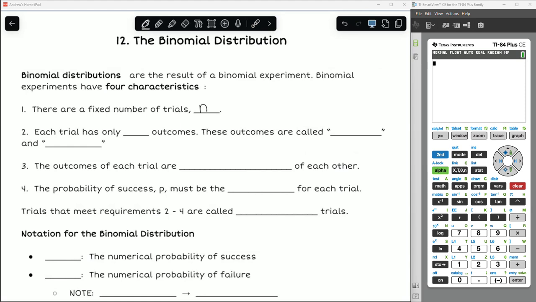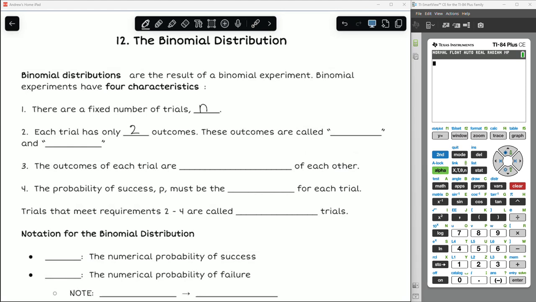We know when we hear bi as a prefix in a word, it usually means two. A bicycle has two wheels. This is binomial because each trial will only have two outcomes. This could also be a situation where we can reduce the outcomes to two categories.